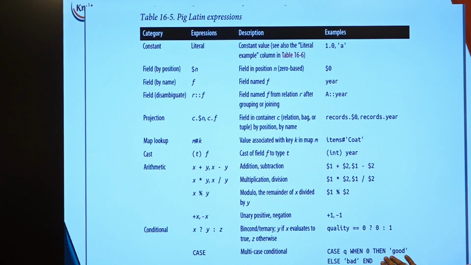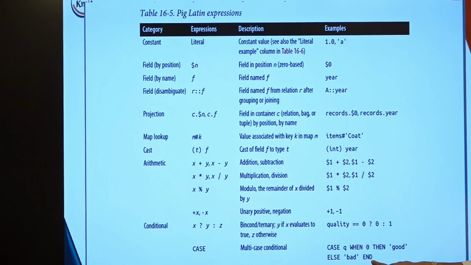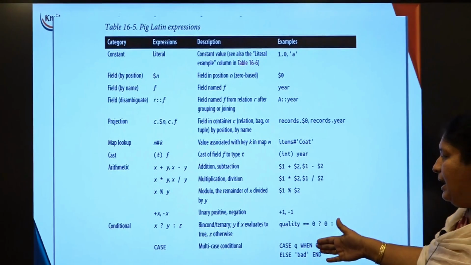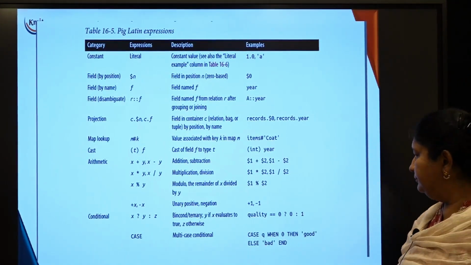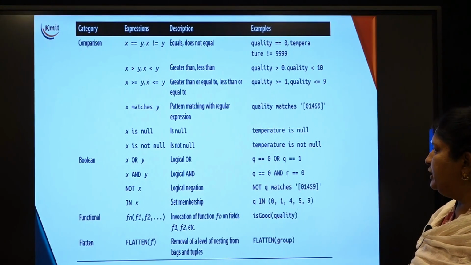So how are we giving? If you see case, the condition, whatever expression you want to check, if its value is 0, then what should I do? Otherwise, what should I do? And it should terminate with end. So if you see the table, this is self-explanatory along with the syntax also. Some more expressions which can be used.